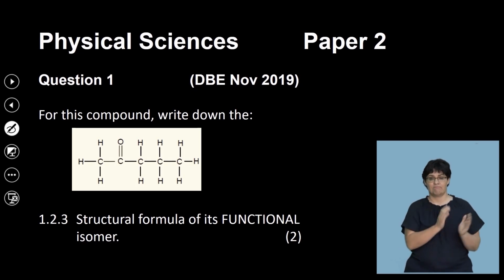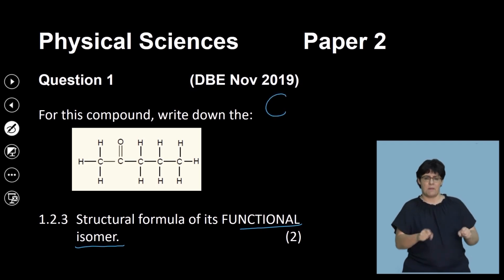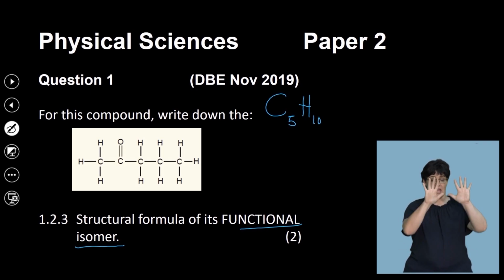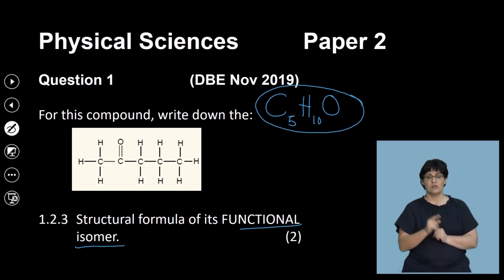Right, and then moving along, for this very same compound, write down the structural formula of its functional isomer. Now, the functional isomer means the molecular formula is still the same. It's C5, and then how many hydrogens? 1, 2, 3, 4, 5, 6, 7, 8, 9, 10. H10, and then there is only 1 oxygen. So the molecular formula will essentially remain the same.